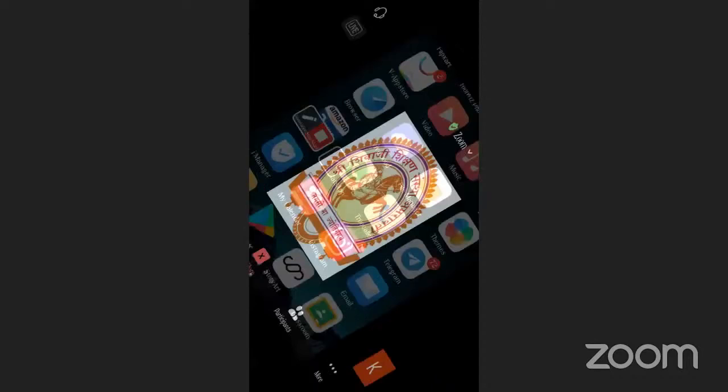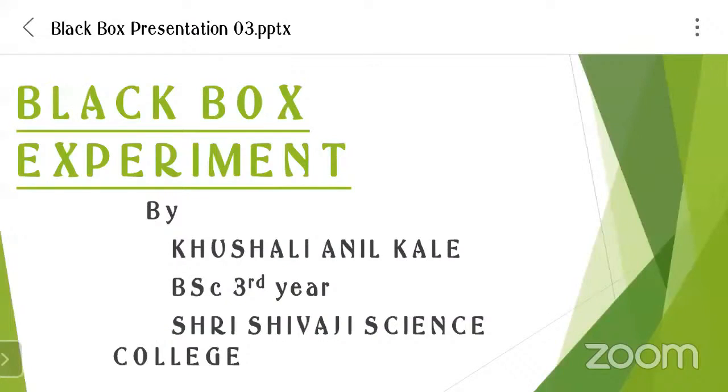My experiment is about the black box. I am Khushali Anil Kade, a student of BS third year from Shivaji Science College. The aim of this experiment is to identify and confirm the unknown device. Here is the virtual representation of the black box.